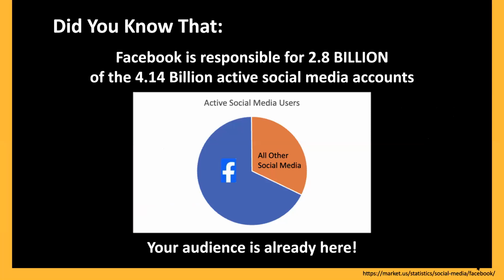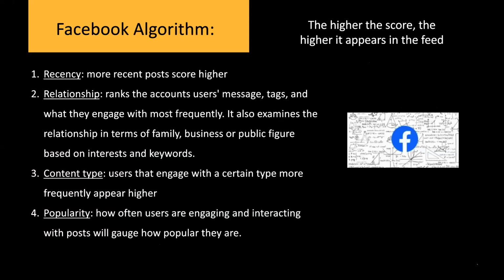Did you know that Facebook is responsible for 2.8 billion of the 4.14 billion active social media accounts? So Facebook is a monster. Your audience is already there. So we're going to go a little bit about the Facebook algorithm. The higher the score, the higher it appears in the feed. Facebook has a lot of rankings and they really take this thing seriously. And so by finding out how Facebook can rank your posts, we can find out how to beat the Facebook algorithm. So the first thing they're going to score you on is recency.